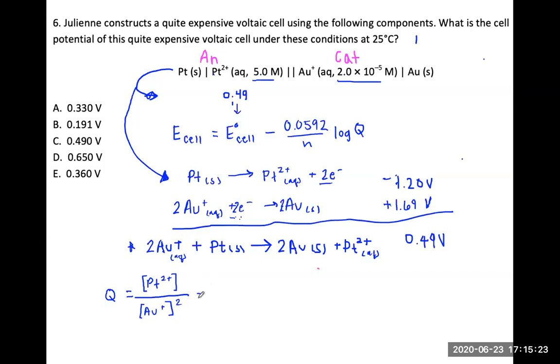So when we plug in to this, we'll have just 5 molar divided by 2 times 10 to the negative 5 molar squared. And so when we solve that, we find that our Q is pretty big. It's 1.25 times 10 to the 10th.